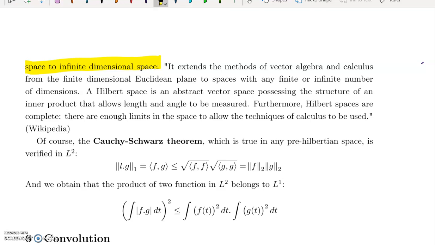It extends the methods of vector algebra and calculus from the finite dimensional Euclidean plane to spaces with finite or infinite number of dimensions. Okay, so Hilbert space is an abstract vector space possessing the structure of an inner product that allows length, again, that's the idea, and angle to be measured. And they are complete. Okay, so you've got a reminder on the Cauchy-Schwarz theorem. All right.